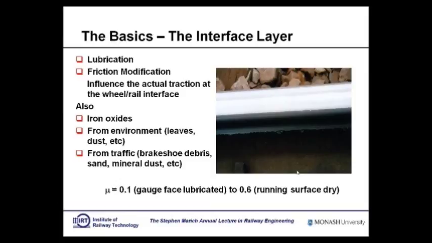You have friction modification that is introduced to reduce the noise and control the actual traction of the wheel-rail interface. You also have iron oxides. The rail will rust, of course, and it turns into an oxide. You have leaves and dust and so on and so forth. Adelaide has its centipedes or caterpillars or whatever it is.